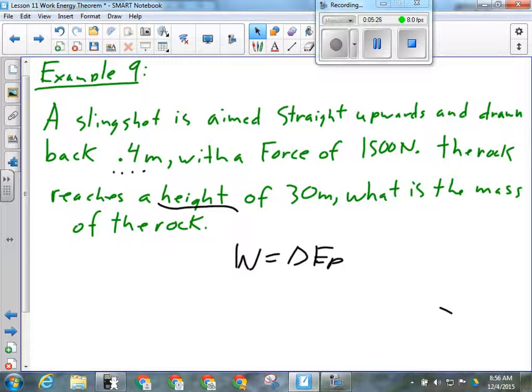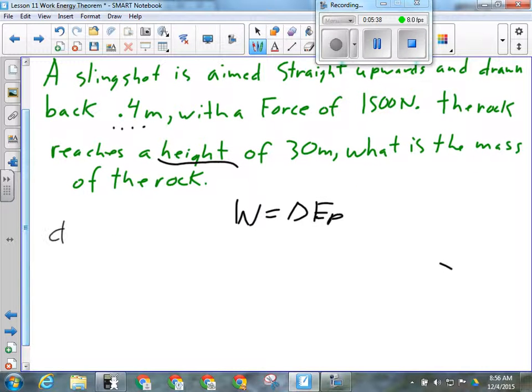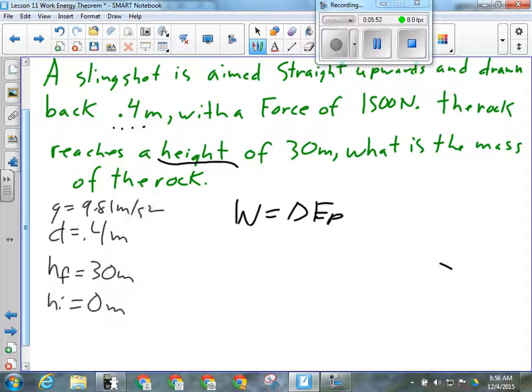So we've got a force, we've got a distance, and we've got a height. Agreed? Our givens are distance 0.4 meters. That height is our final height, 30 meters. We can write that our initial height is 0. We don't have to write g, but we do know it. It's 9.81 meters per second squared. We're looking for the mass, and we also know the force was 1,500 newtons.